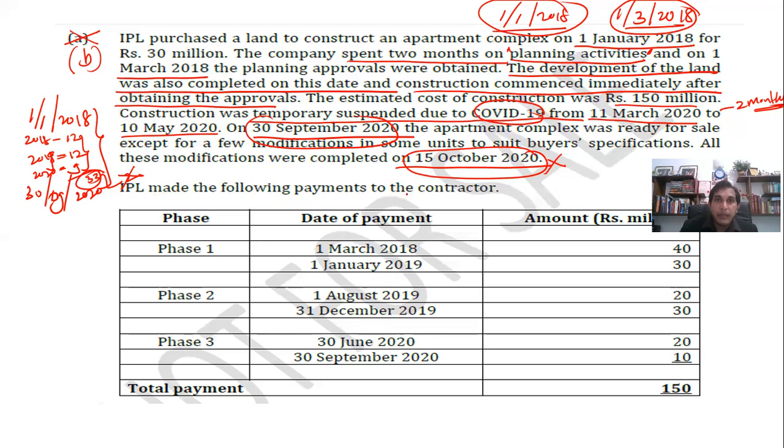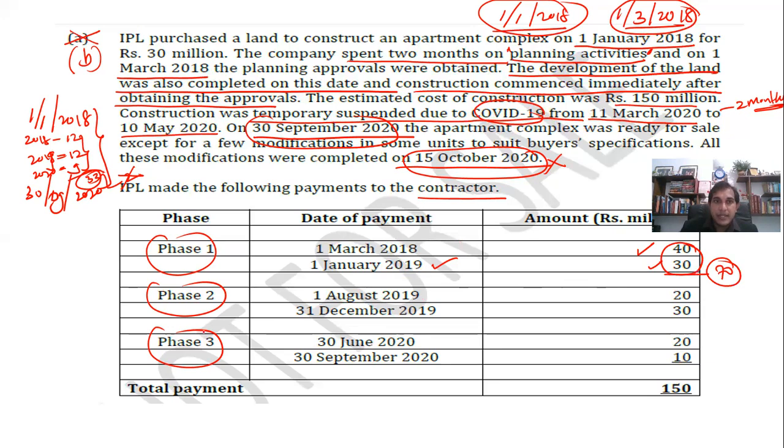IPL made the following payments to the contractor. Amount in millions. Phase 1, Phase 2, Phase 3. Phase 1, they have the 1st of March 2018. So this is the construction starting date. 40 million. 1st of March 2019, another 30 million spent. Altogether 70 million spent for the first phase.